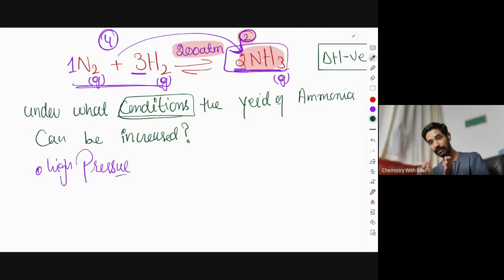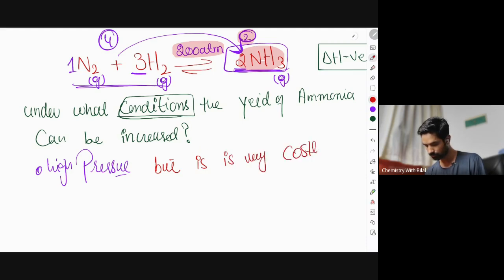So you can increase pressure, and that will increase the yield. That is true. But that increase will be small, and your expense will be higher, because maintaining the high pressure is very costly. A lot of money will be needed. So we will write, but it is very costly, or not cost effective.